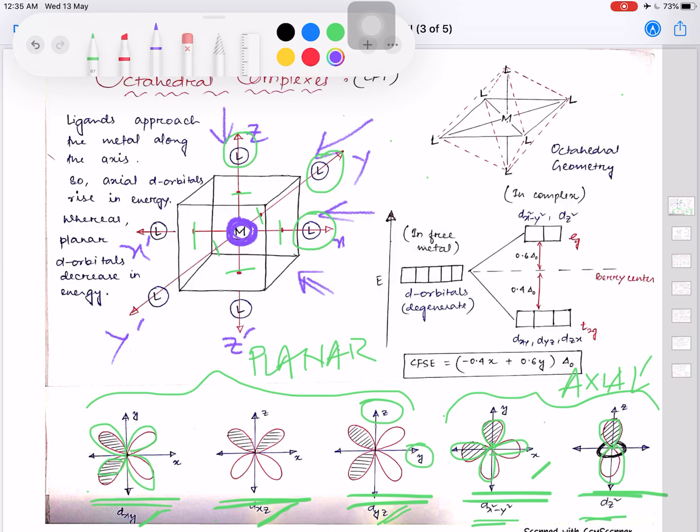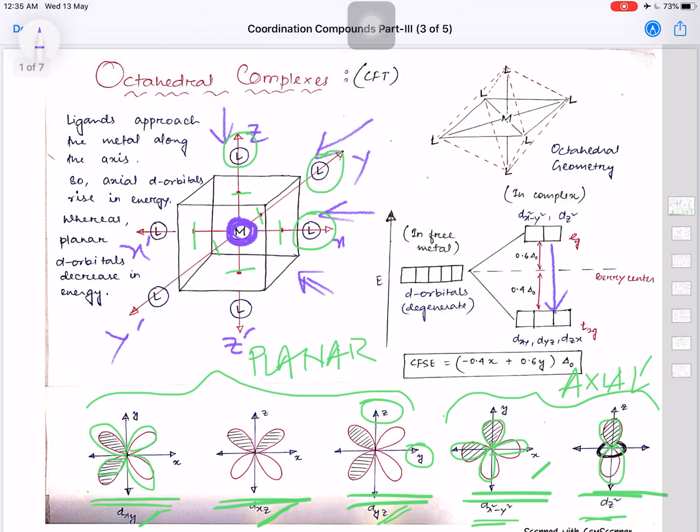Now you see the energy gap between the two d orbital levels, T2G and EG, it is called delta naught. It is the octahedral splitting parameter. And this center dotted line is called the barycenter, the energy level of the original d orbitals, that is, in a free metal. In a free metal, whatever the d orbitals present, that energy level is called the barycenter.